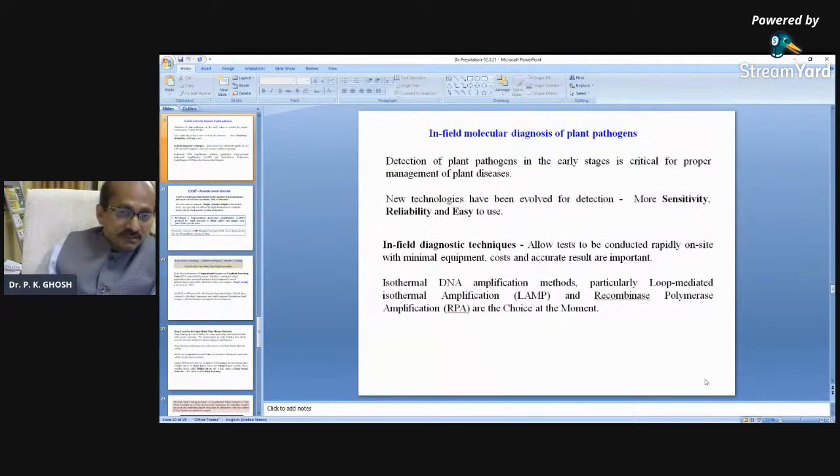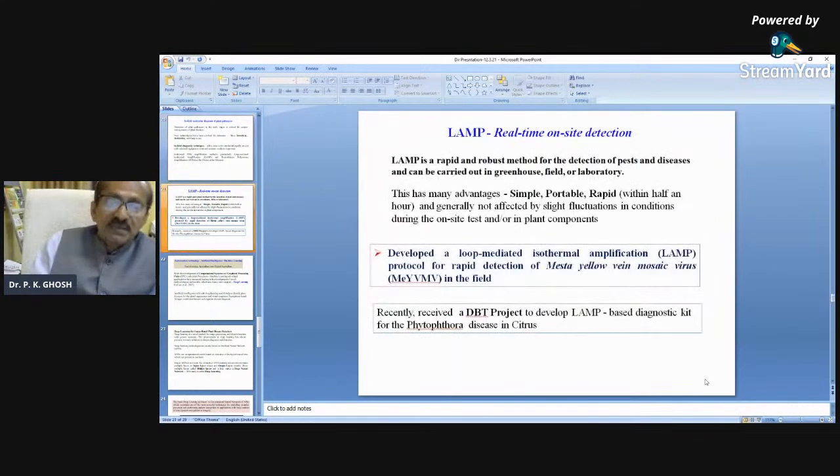Yes, we also have diagnostic techniques under field conditions, where two techniques, loop mediated isothermal amplification, that is LAMP, and recombinase polymerase amplification, RPA, are the most common ones, and are working very effectively in our Indian conditions as field diagnostic techniques. As a matter of fact, our institute has very recently developed a LAMP for rapid detection of Mesta Yellow Vein Mosaic Virus for the jute crop. So this is one of the recent developments. The LAMP technique is a very effective field diagnostic technique.